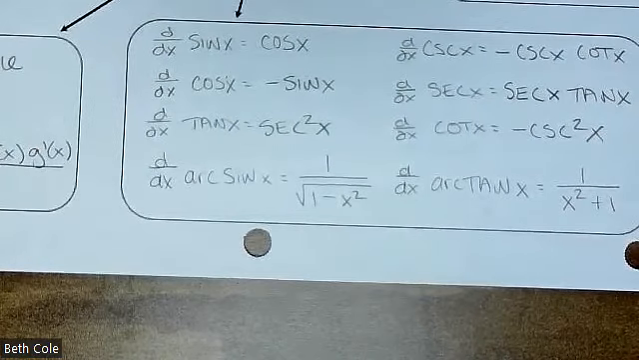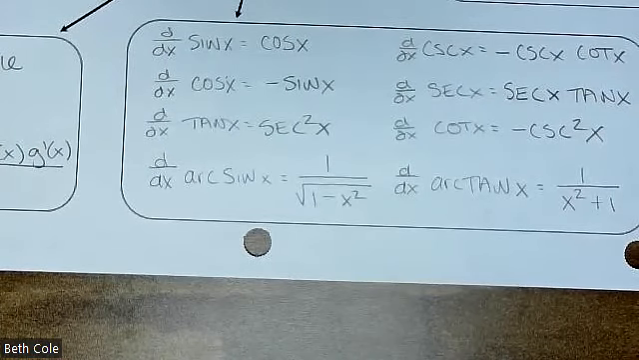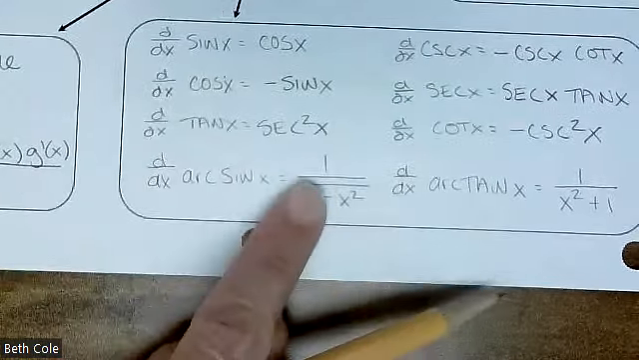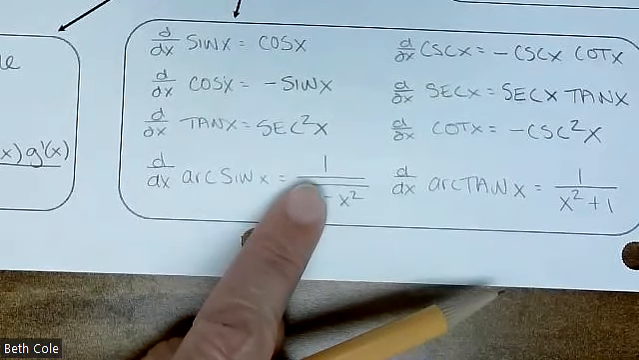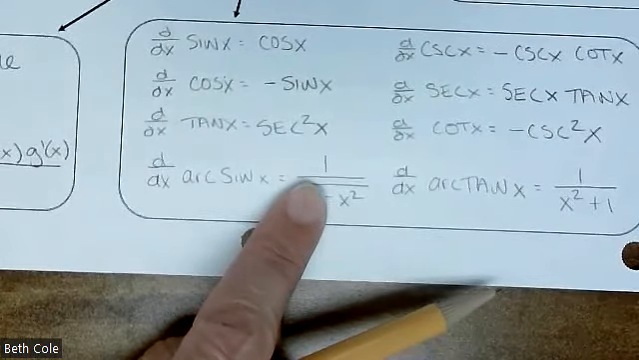Now, up until fairly recently, those were the only two that were considered fair game for the AP exam. But recently, I did see an arc cosine on something, so I'm going to just give you that one too. It is the exact same thing as arc sine, except what do you think? Negative, because it's a co.